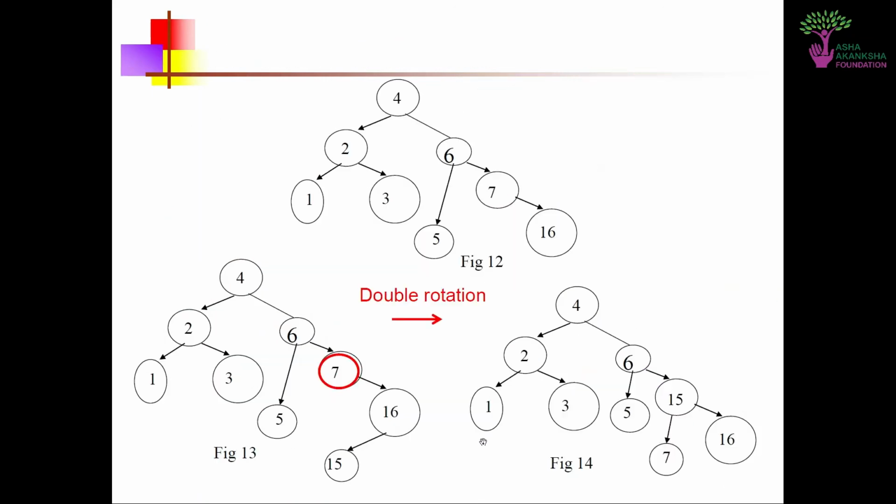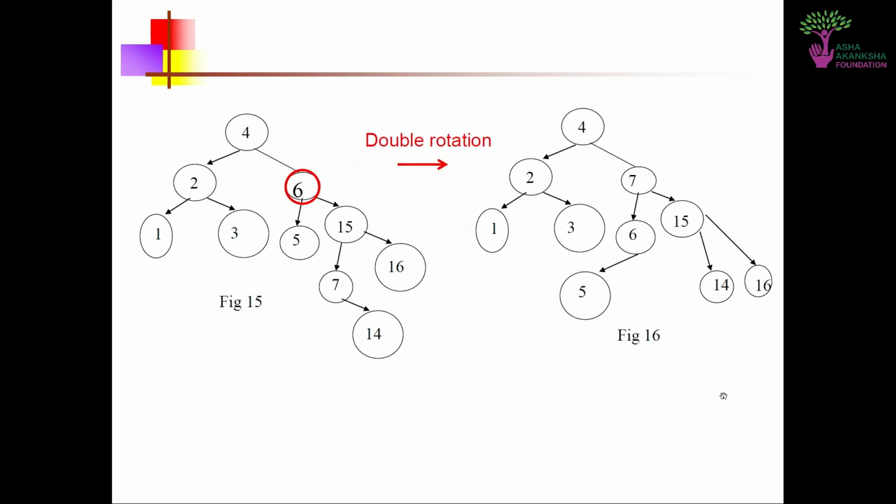So we have to perform the double rotation in this case, because if we simply rotate to the left, then we cannot do anything. 16 would be at the top, then 7 would be at the left, but where would 15 go? So single rotation does not make sense, so we have to perform a double rotation. We have to somehow bring 15 to the top and then 7 to the left, and 16 would stay at the right of 15. So this is the modification. This is a double rotation.